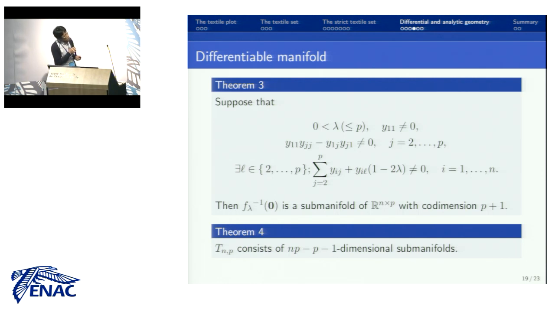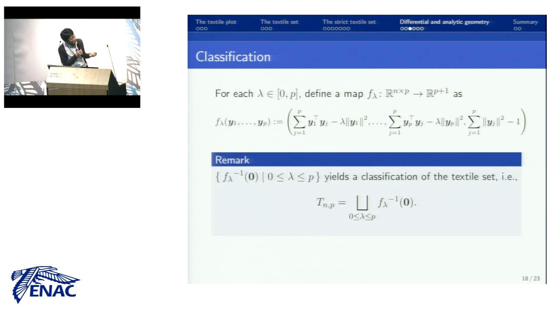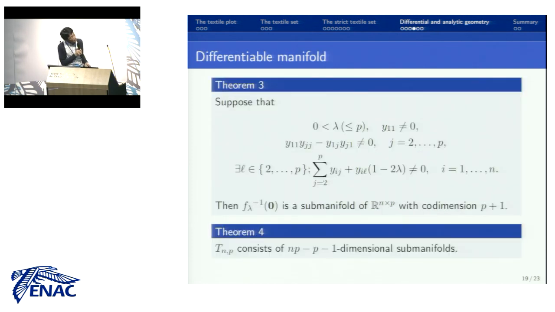And for the third theorem, this theorem says that f lambda inverse 0 is a submanifold of codimension p plus 1. So because the textile set is decomposed into the sets f lambda inverse 0, the textile set consists of these p and p minus 1 dimensional submanifolds.